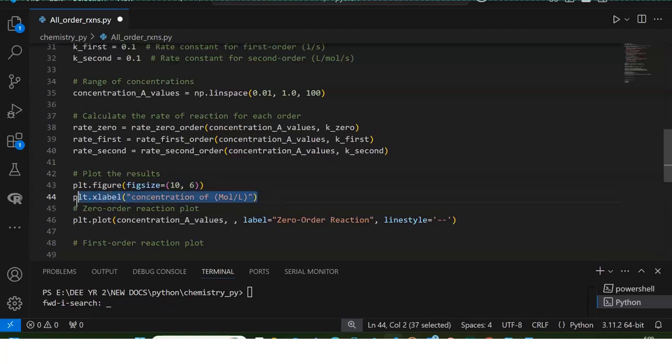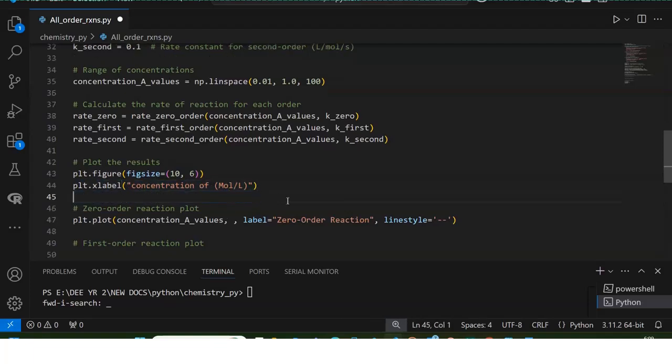Then we are going to do plt.ylabel, that is labeling the y-axis, and we are going to say rate of reaction, and this is going to be in moles per liter per second.